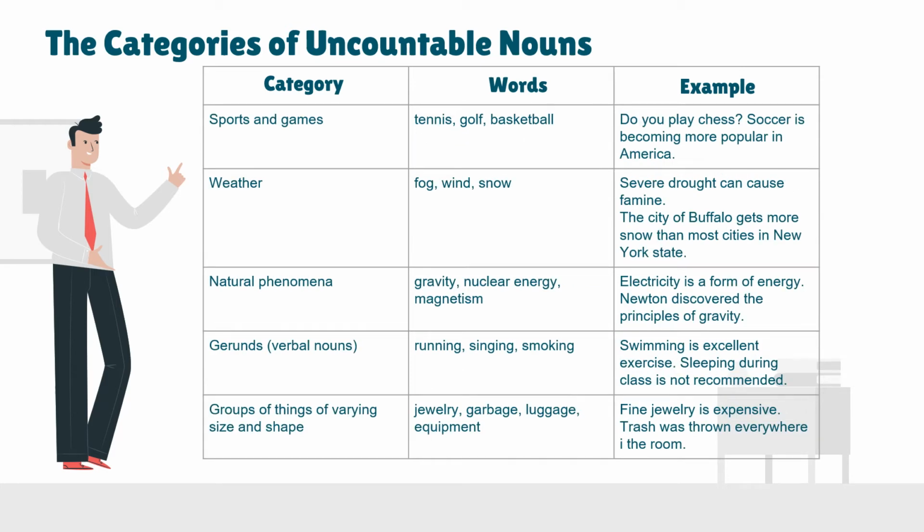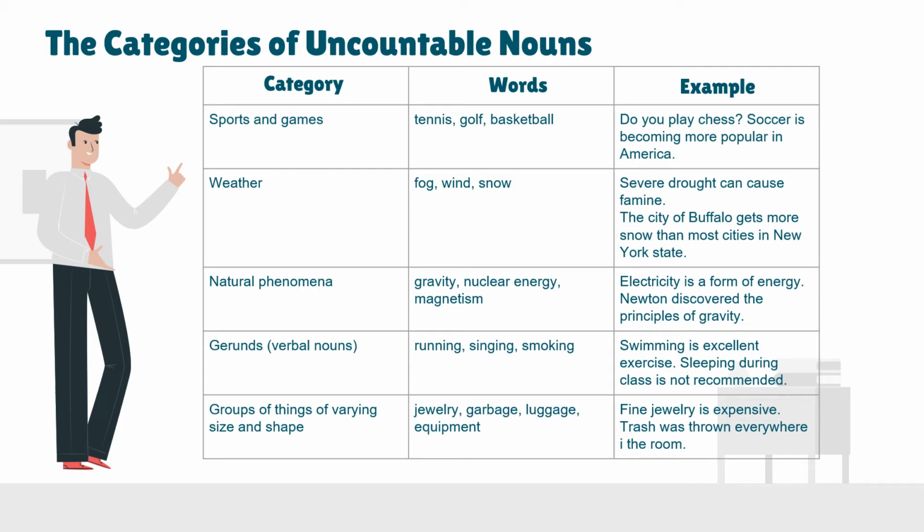And then the next category of uncountable nouns is sports and games: tennis, golf, basketball. For example, do you play chess? Soccer is becoming more popular in America.